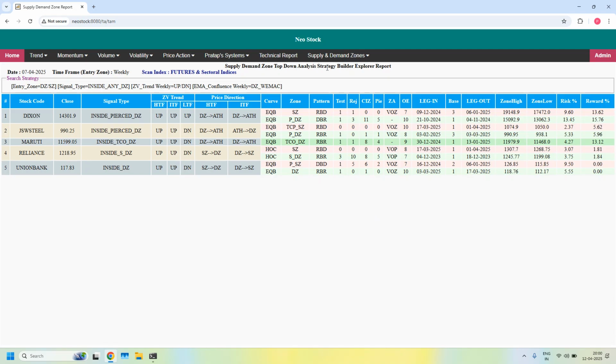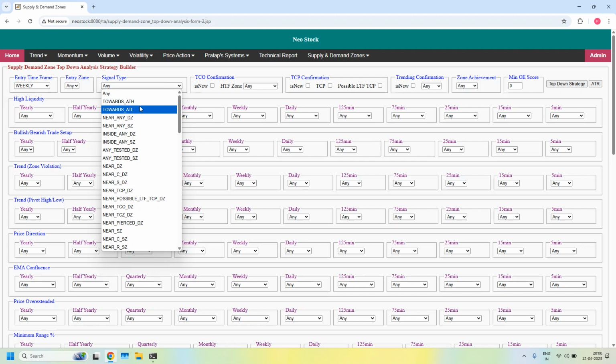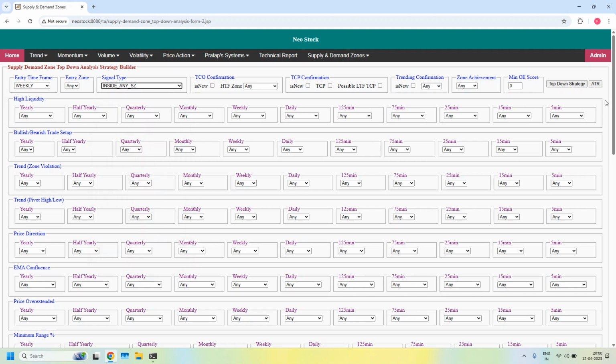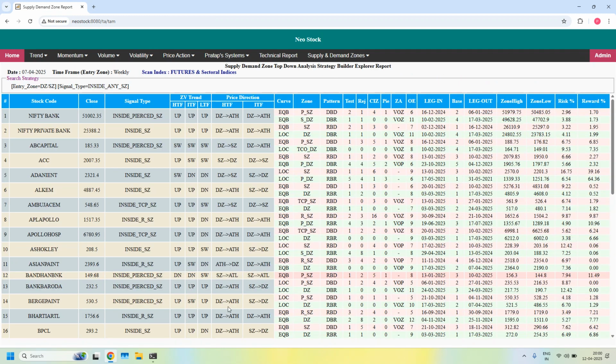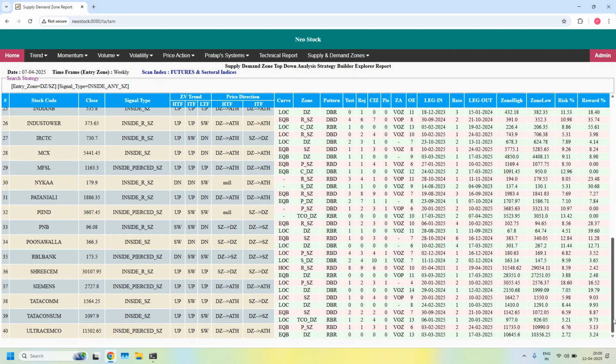Okay, next. Weekly time frame. Price closed inside the weekly supply zone. First 16 stocks in the list. Scrolling the list down. Total 40 stocks are filtered.